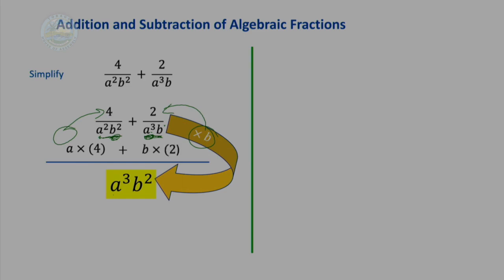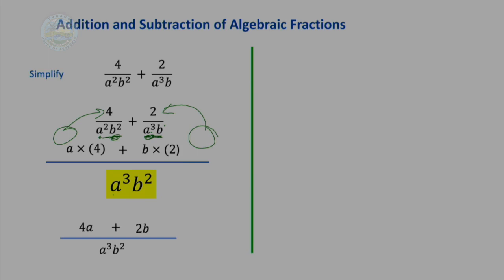And now we do some simplification. What is a times 4? A times 4 is 4a. And what is b times 2? b times 2 is 2b. So we end up with 4a plus 2b all upon a cubed b squared. Now again, using our laws of addition, subtraction, multiplication and division of algebraic terms, this cannot be simplified further. So that is our final answer.